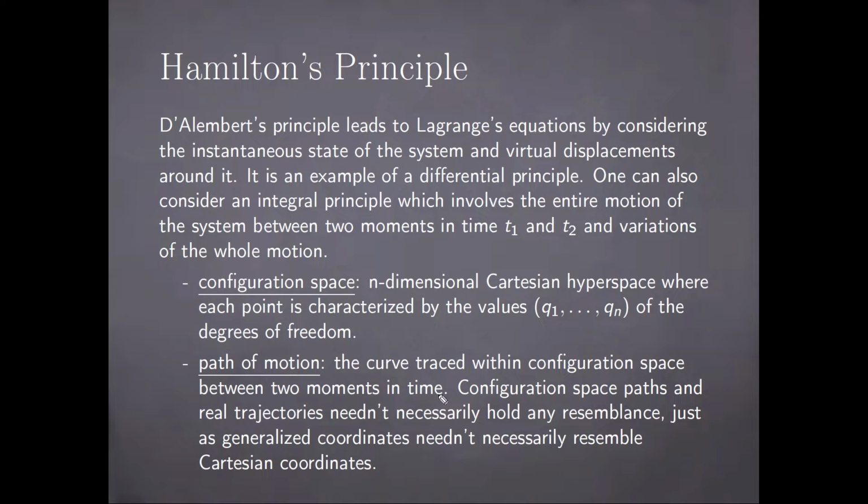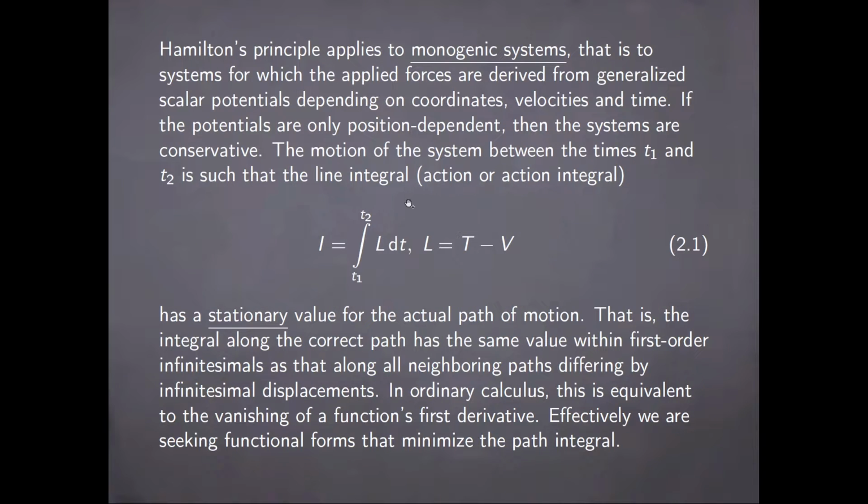Configuration space paths and real trajectories needn't necessarily hold any resemblance, just as generalized coordinates needn't necessarily resemble Cartesian coordinates. Hamilton's principle applies to monogenic systems, that is, to systems for which the applied forces are derived from generalized scalar potentials depending on coordinates, velocities, and time. If the potentials are only position dependent, then the systems are conservative.